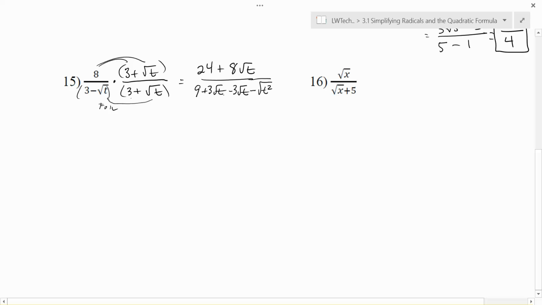Here, 3 root t minus 3 root t is gone, and square root of t squared happens to be a nice perfect square, so I can actually take the square root of it. On the top, I had 24 plus 8 square root of t. On the bottom, I have 9 minus the square root of t squared, which is plain old t, just like that.